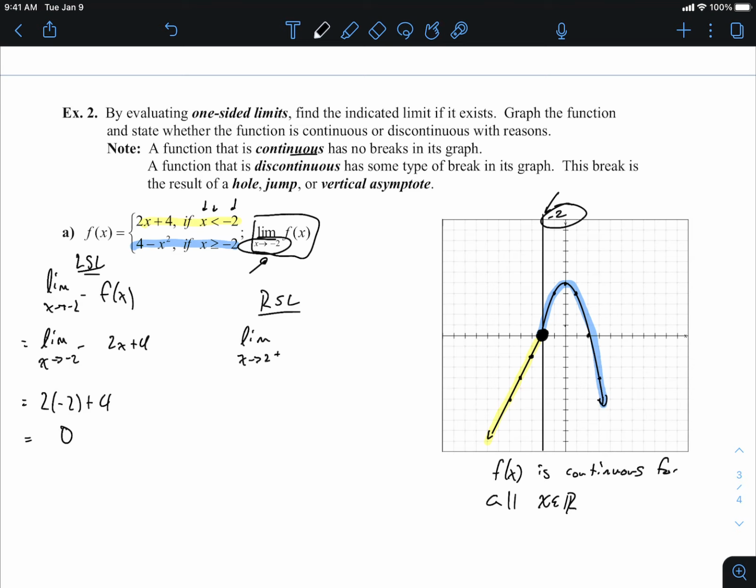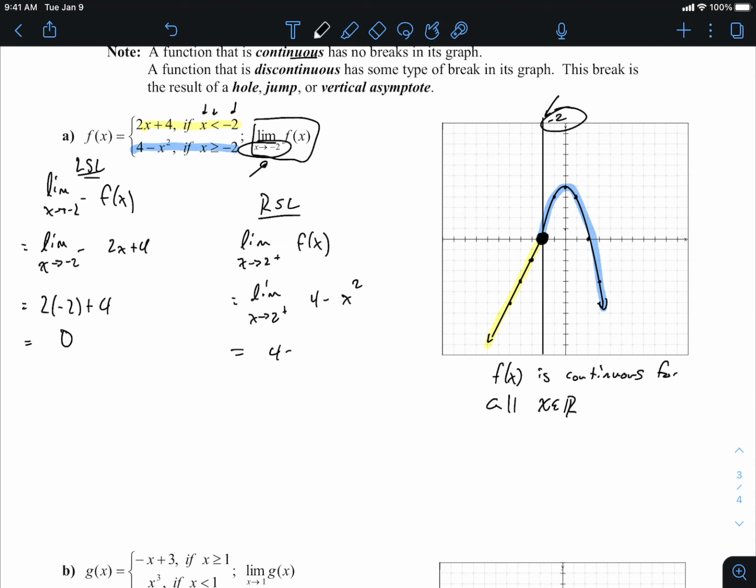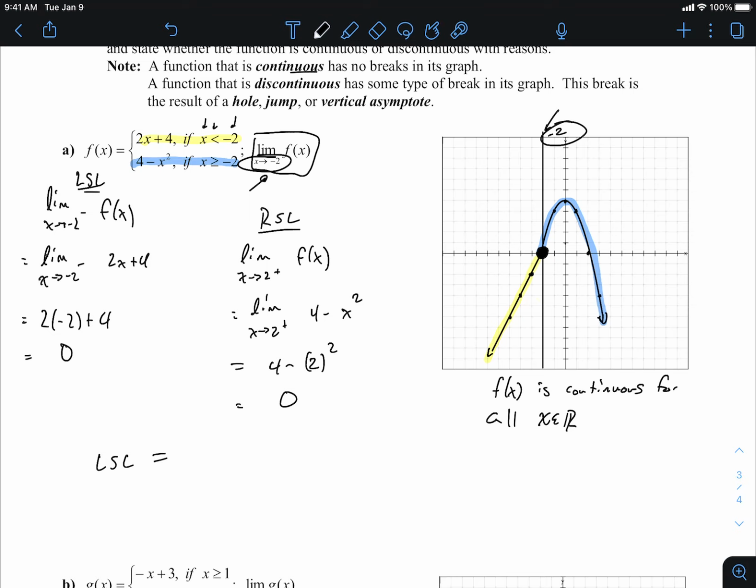If we're using the blue graph, then we're going to check the limit as x approaches -2 from the right of 4 minus x squared. So what happens? We get 4 minus 2 squared, which is 0. Now we see algebraically that the left side limit equals the right side limit, which means this graph must be continuous, and the limit exists. You could also say that too.